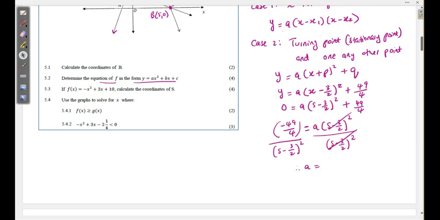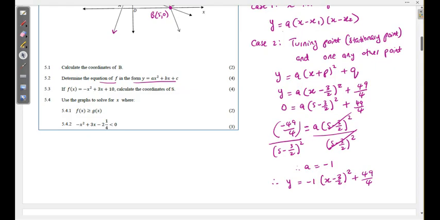I got -1. You got -1. Nice. Therefore, this means that y is equal to -1 into x minus 3 over 2 all squared plus 49 over 4. However, did we answer the question? Did we get the equation in the way they wanted?